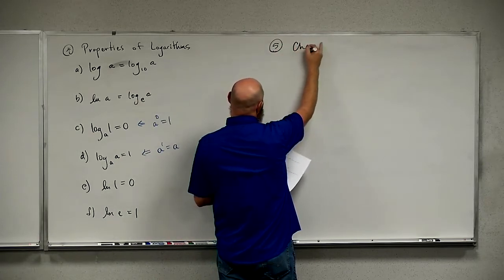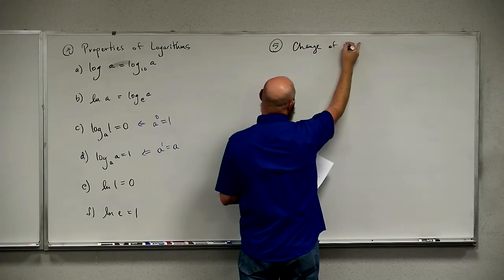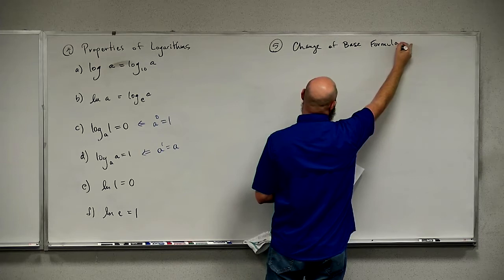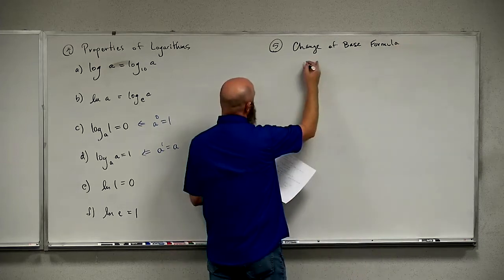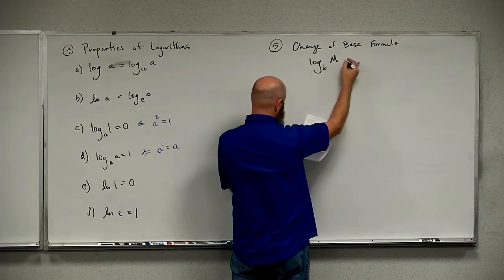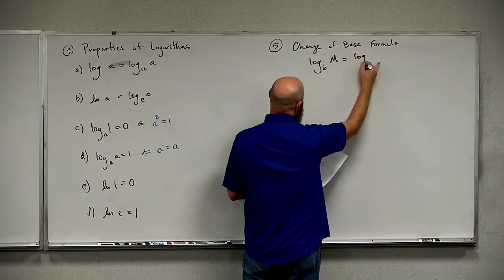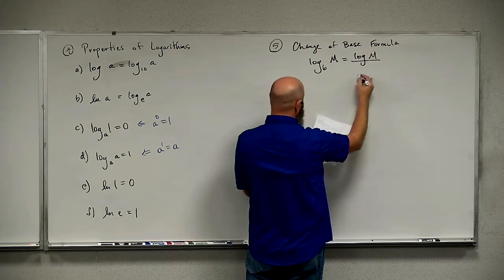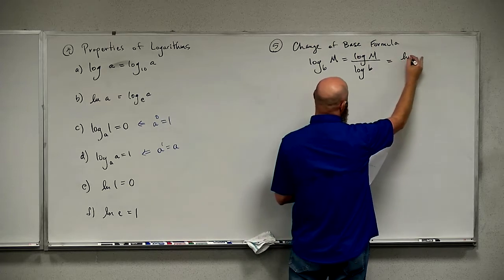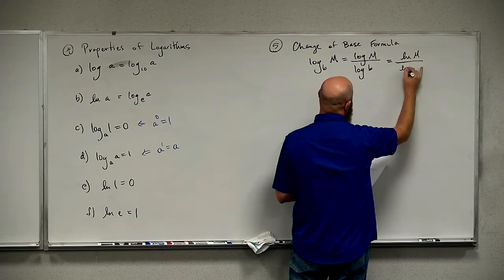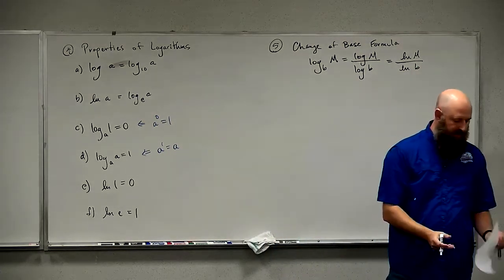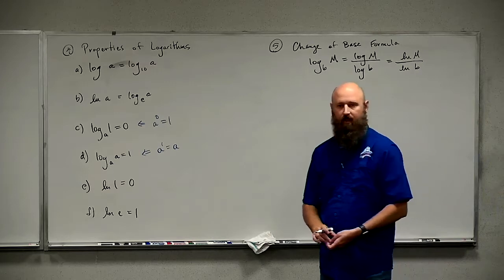Our last one here is the change of base formula. It states log base b of M equals log M over log b, or it equals ln of M over ln of b. Now, the reason why we have this ratio is explained next.